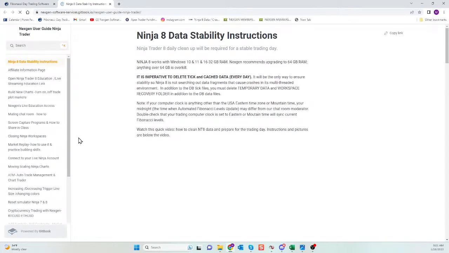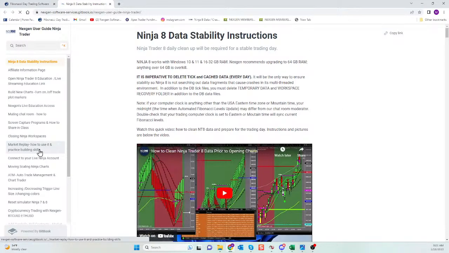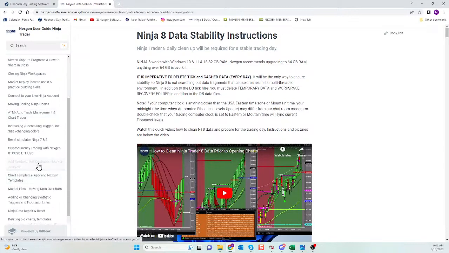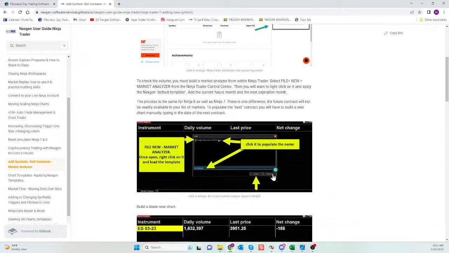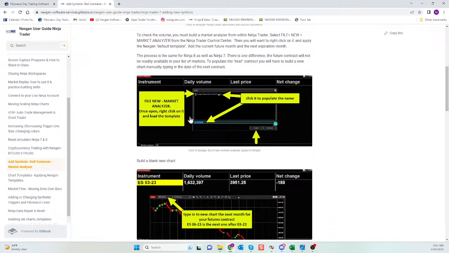And then from the software user guide, good morning, Rain. I'll read that in 1 second. This shows you how to build one of those market analyzers in 8 as well if you're interested.